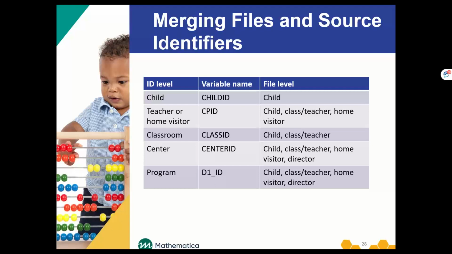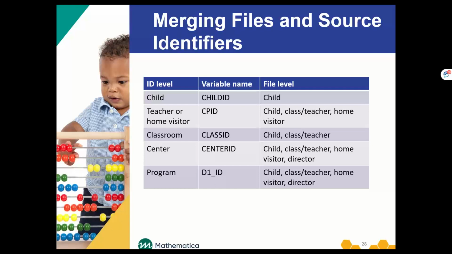To merge data across files, you will need to use identifiers provided on the data files. The child-level data file contains an identification number for each child and an identification number for the Early Head Start programs, an ID for their centers, and for their teacher or home visitor. The same program and center IDs are found on the director-level file. The staff IDs of either the teacher or home visitor are found on the teacher or home visitor level file. The class IDs are in the class teacher file.